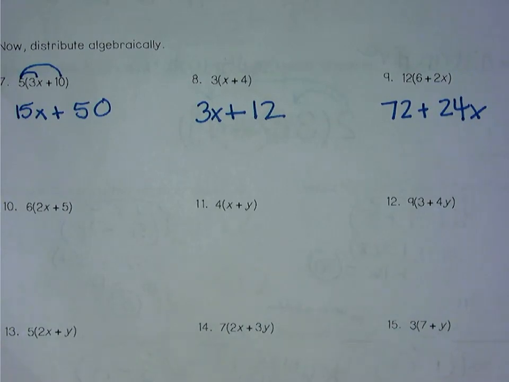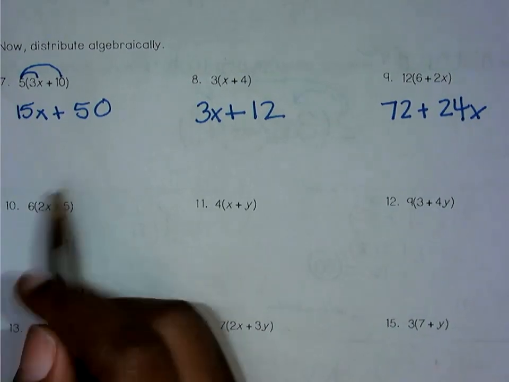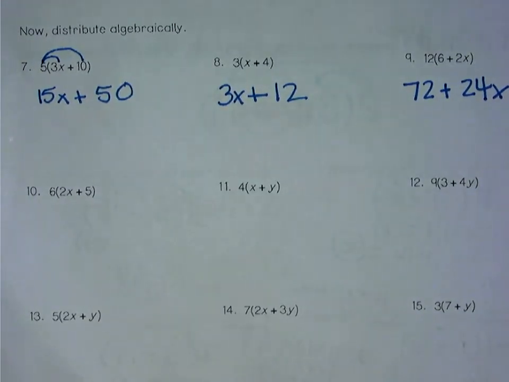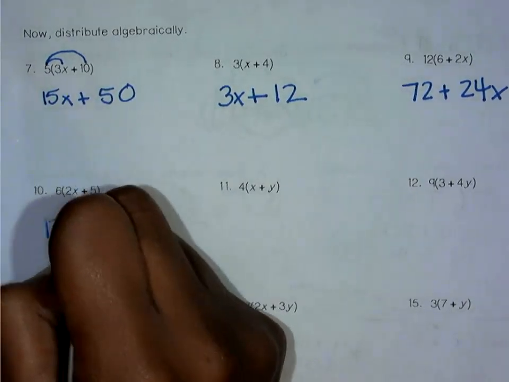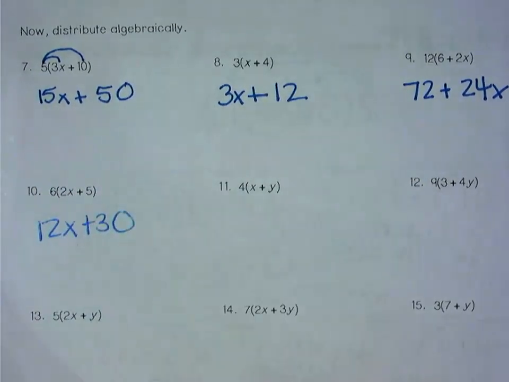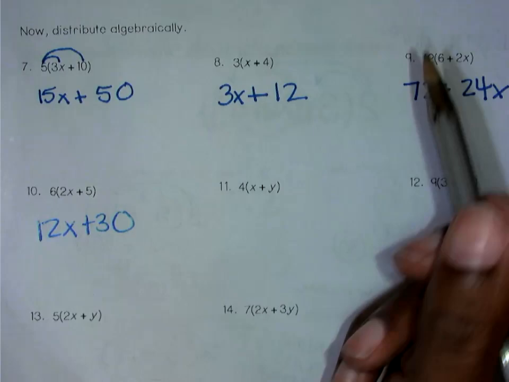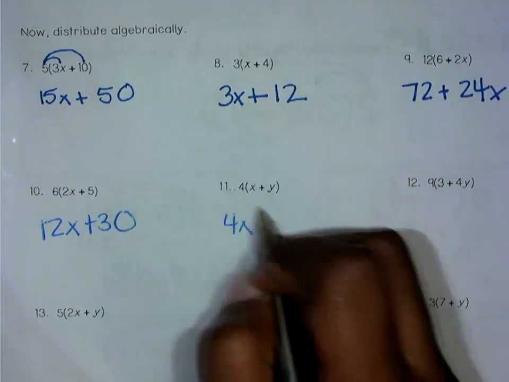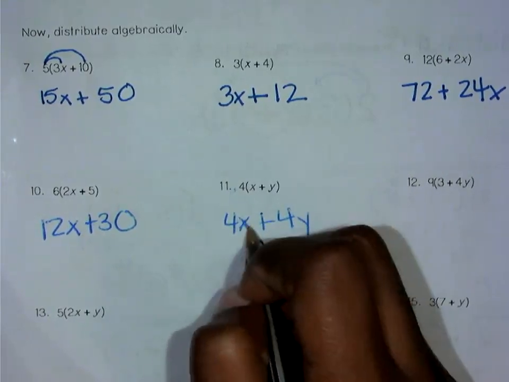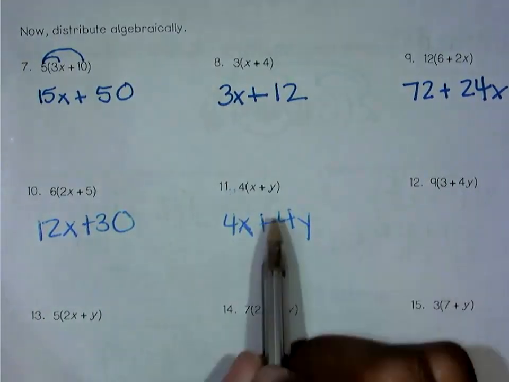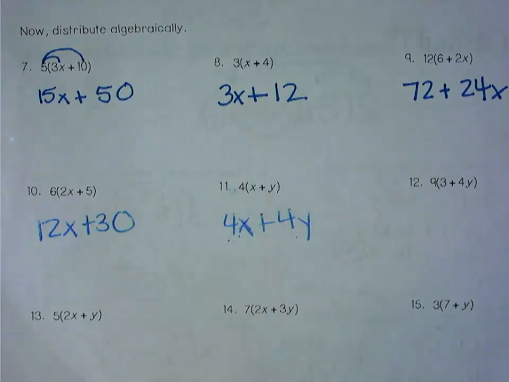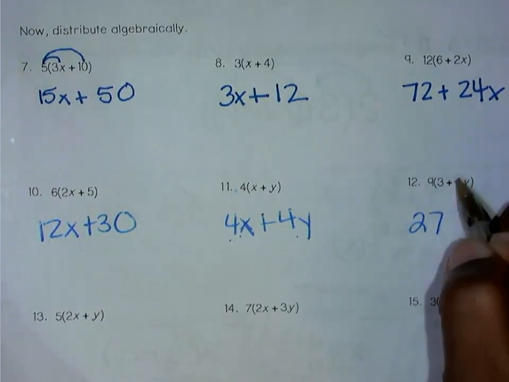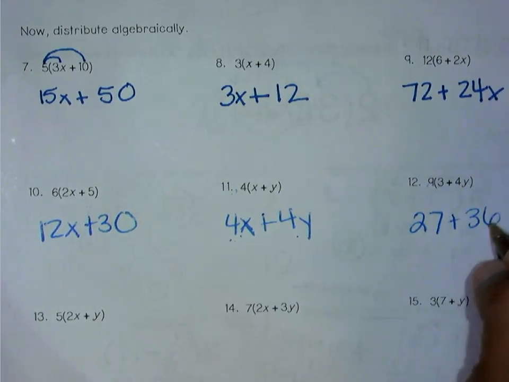All right, so coming back, we have number 10. You should have gotten 12x plus 30. 11, you have 4 times x is 4x plus 4 times y is 4y. Even though they both have letters, you can't add those two because they're not like terms, okay? 12, you have 9 times 3 is 27, and 9 times 4y is 36y.